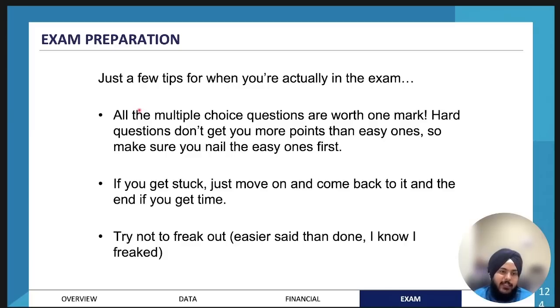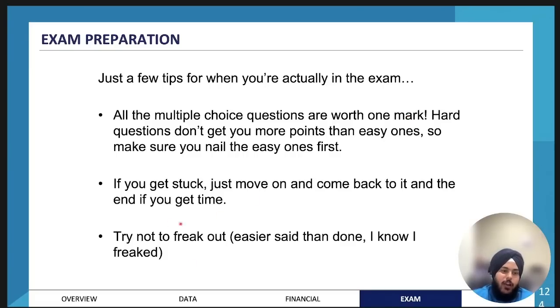And in terms of the actual exam, do the multiple choice questions. All the multiple choice questions are worth 1 mark, but not all questions are as easy as each other. The trend that I've noticed is that as the questions progress in each of the sections, they get harder and harder. So for example, question 1 of data will be super easy, and then question 15 or 16 of data is going to be much more difficult. Same goes for the financial and the matrices sections. Question 1 of matrices will be relatively easy, and question 8 will be relatively harder.